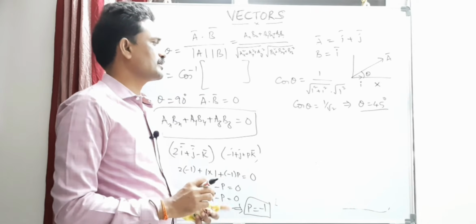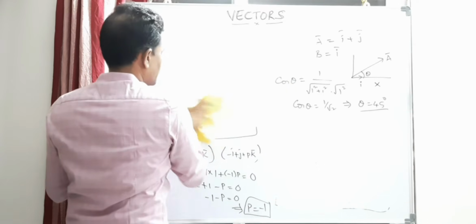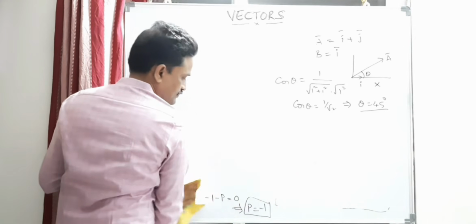So this is about dot product. Let us go to the cross product. I think dot product is clear.